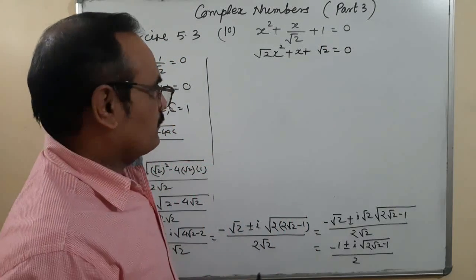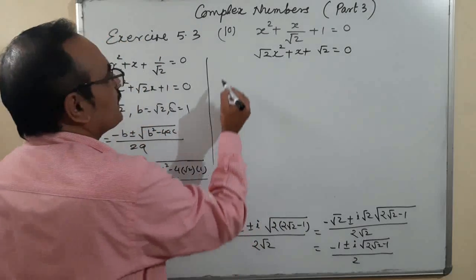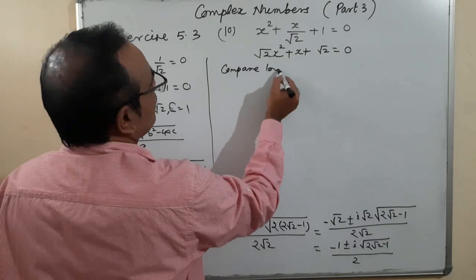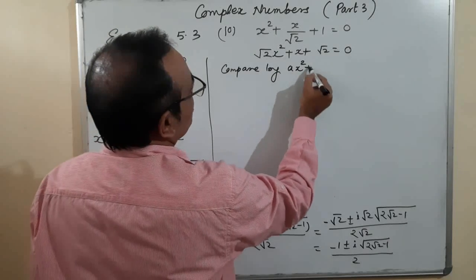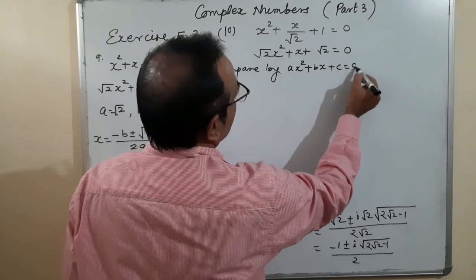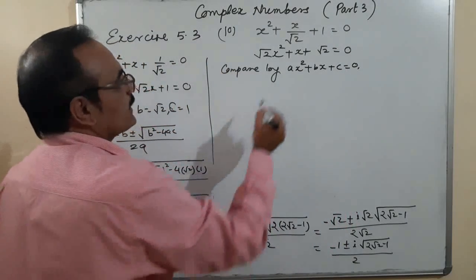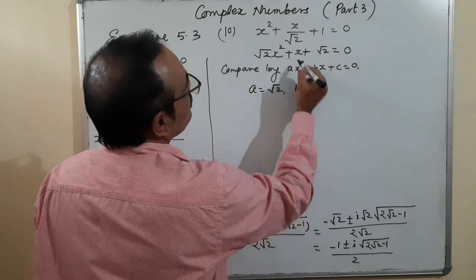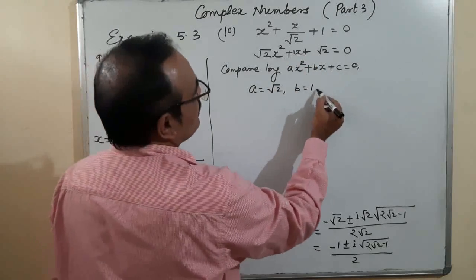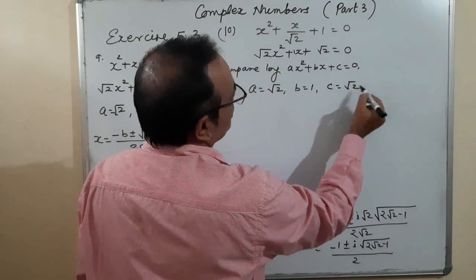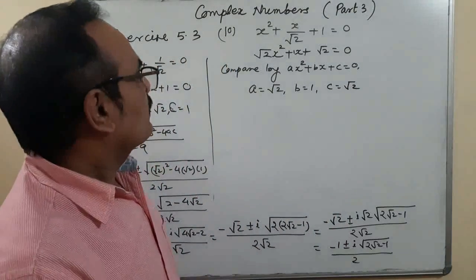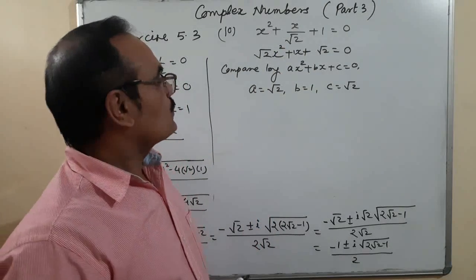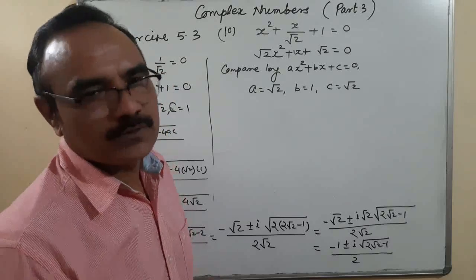Okay, if we solve properly, how to write here? Compare with ax square plus bx plus c is equal to 0. Then we get a is equal to root 2, b is equal to the coefficient of x, that is 1, and c is equal to under root 2.